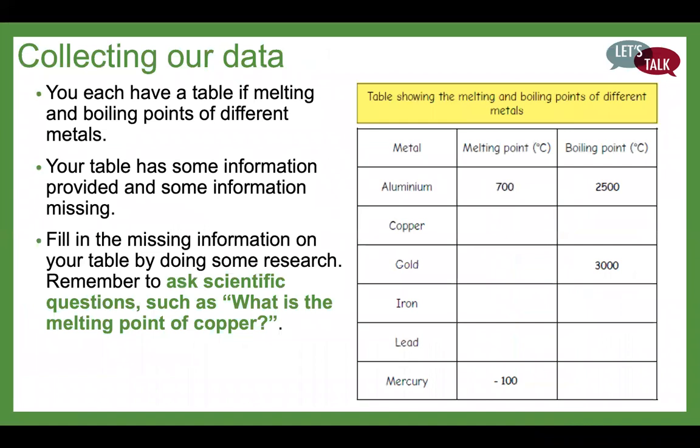So collecting our data, you each have a table of melting and boiling points of different metals. Your table has some information provided and some information missing. Fill in the missing information on your table by doing some research. Remember to ask scientific questions such as, what is the melting point of copper?